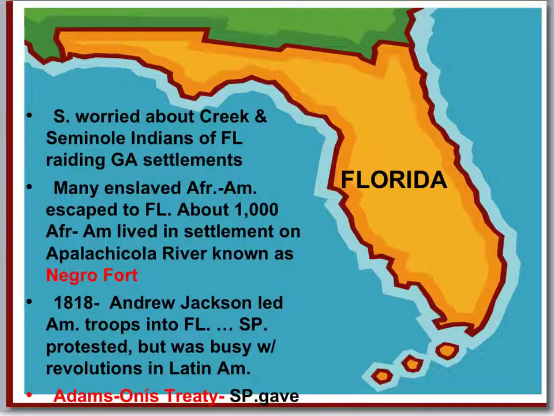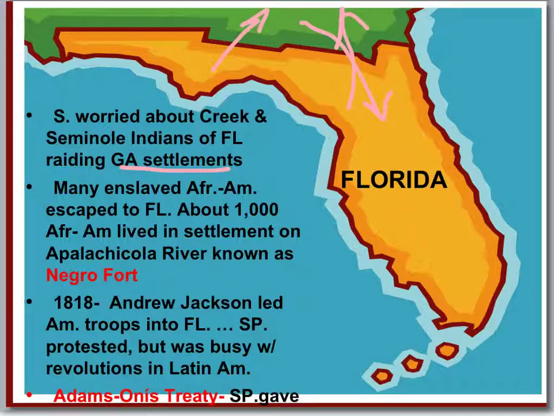So let's talk about Florida. How did we get Florida? Now, Southerners have been worried for some time about the Creek and the Seminole Indians. All right? They are raiding Georgia settlements. All right, they're coming across the border into Georgia and attacking them. Once they attack the Georgia settlements, they might kill some settlers, they might steal some crops, whatever they do. They then run back across the border, which is part of Spain.